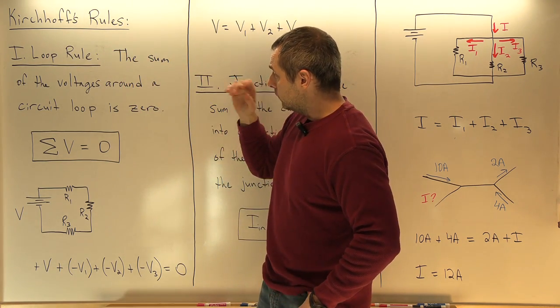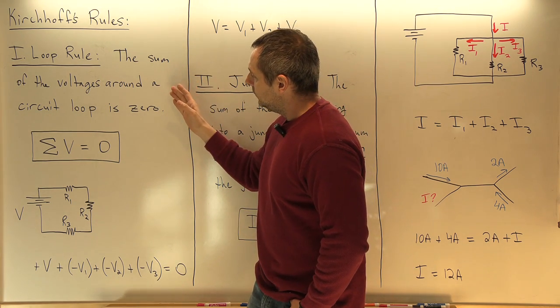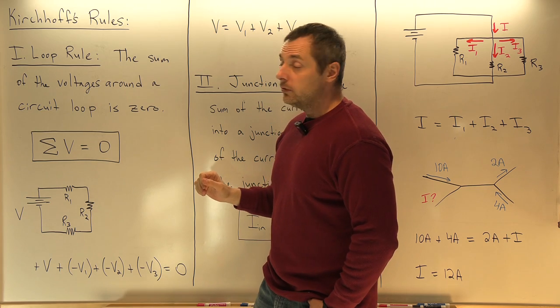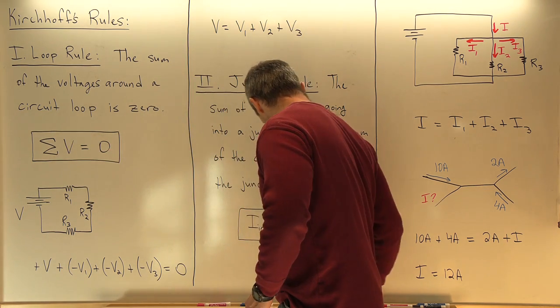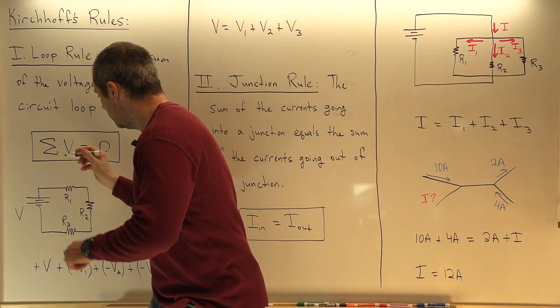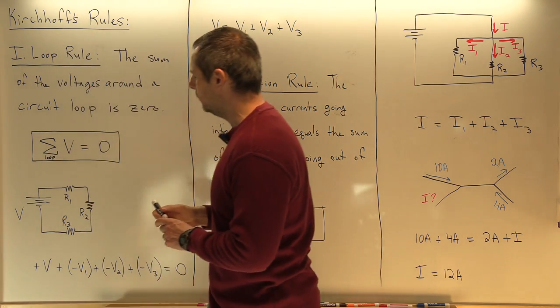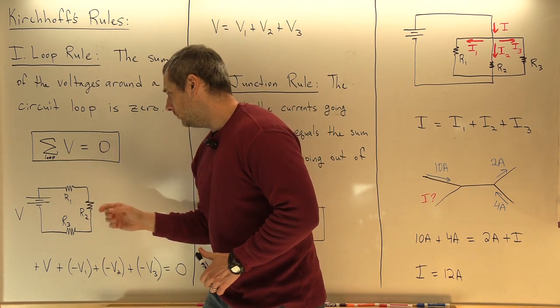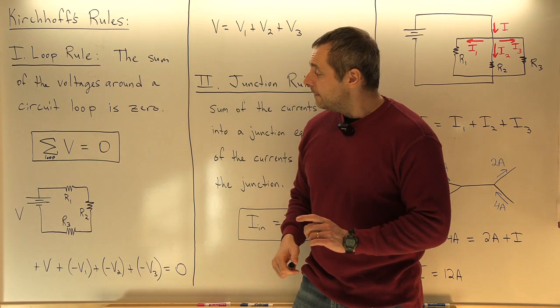So here we are, the first one called the loop rule. Here it is. The sum of the voltages around a circuit loop is zero, or stated as a formula like this. This is a sum sign. Oh, I forgot the word loop. So around a loop, well, hopefully you could read that, but if you can't, we'll just put in the word loop there, is zero. So what do we mean by that?